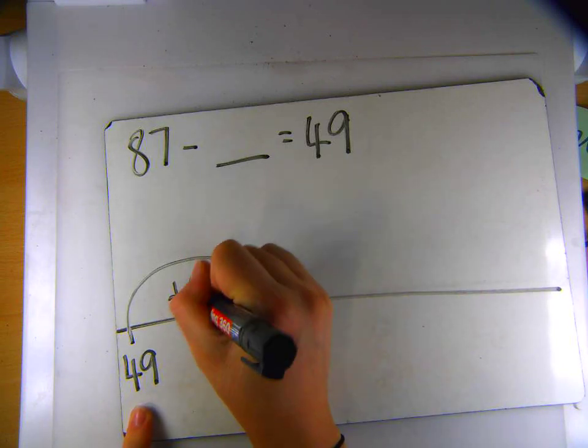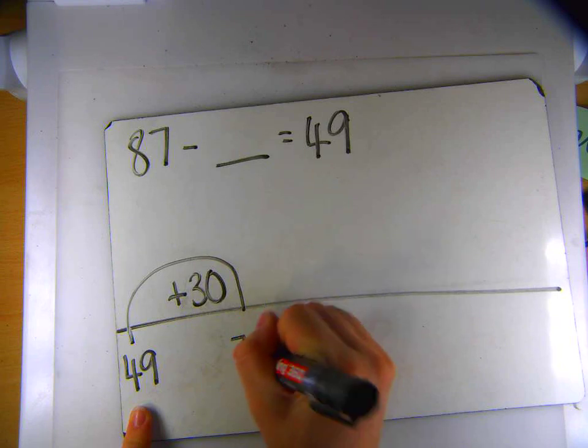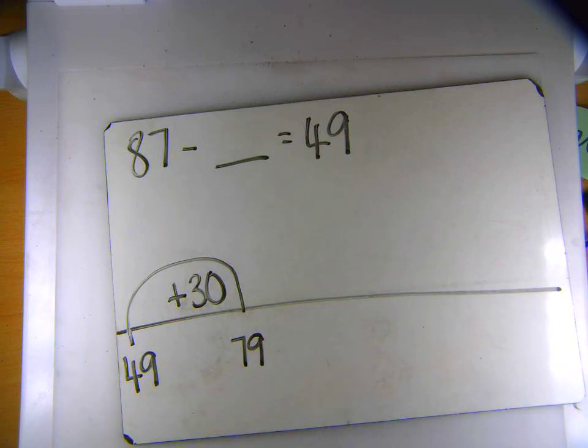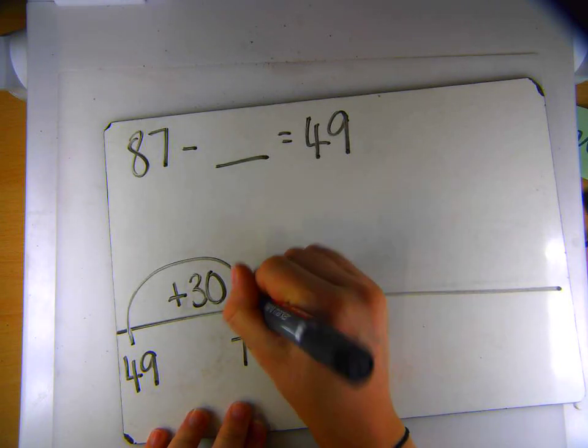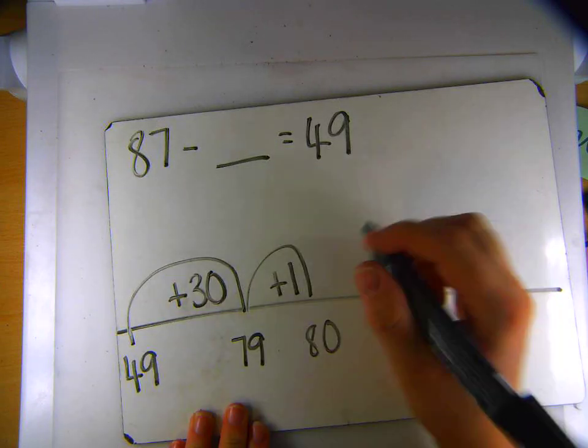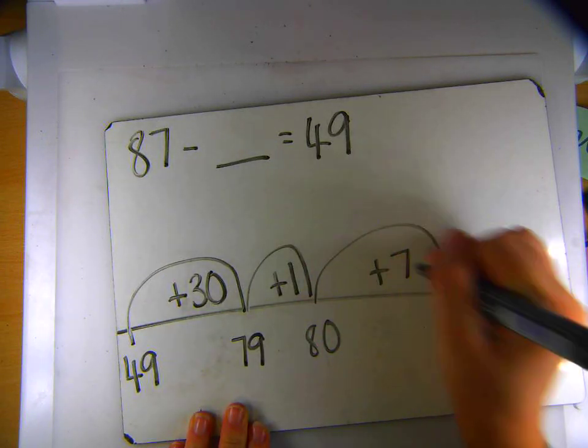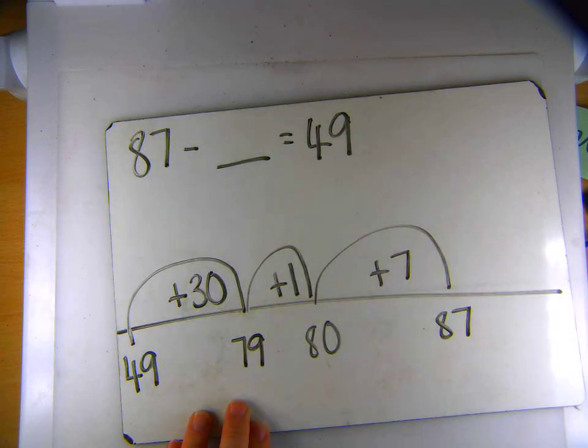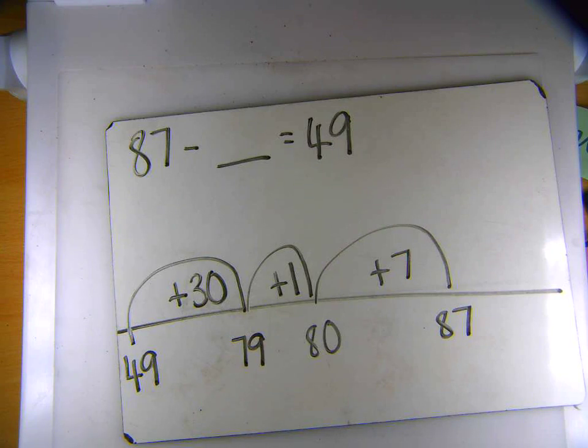So, I'm going to add 30, which gives me 79. Now, I'm going to target my 10s like before. So I'm targeting my next 10, which is 80. And that gives me 1 to add on. Then I'm just going to do one jump of 7 to bring me to 87.